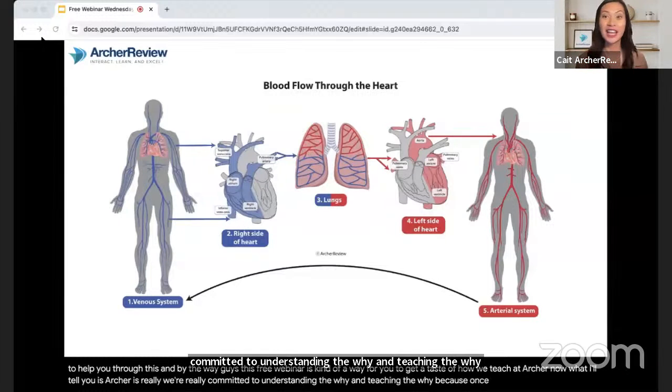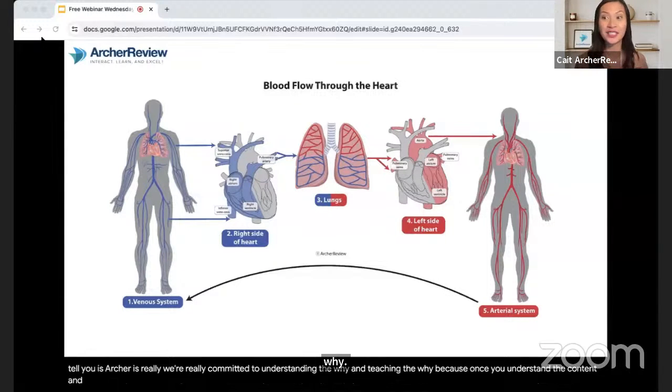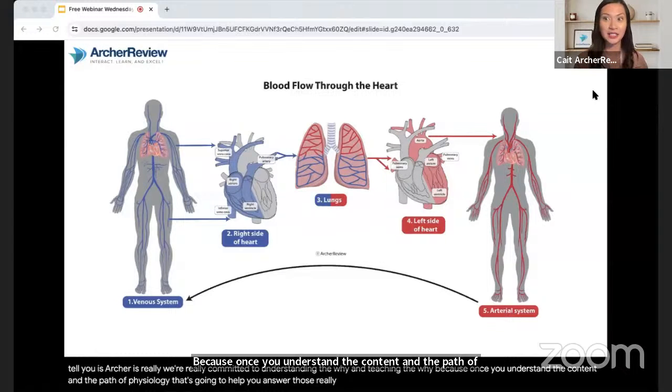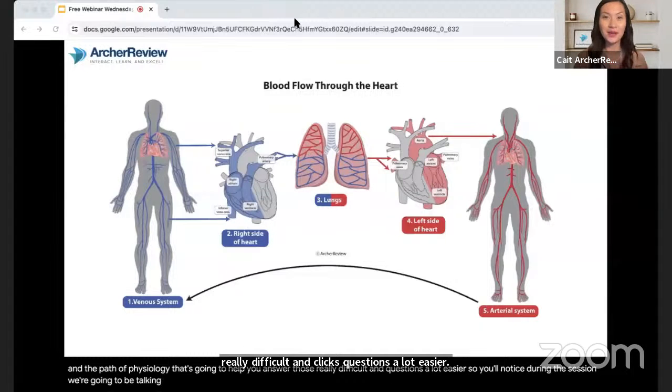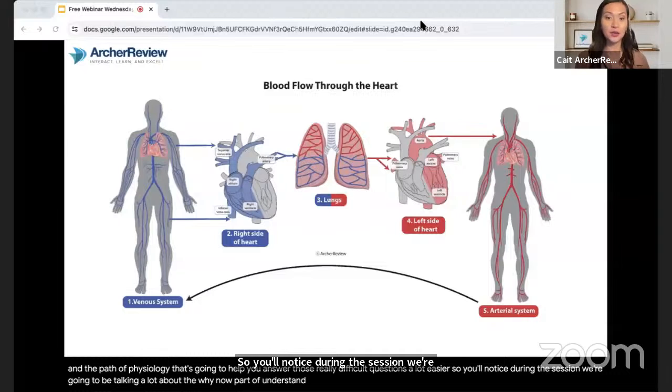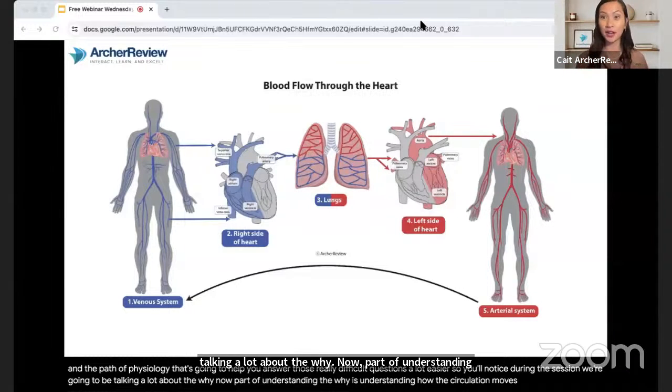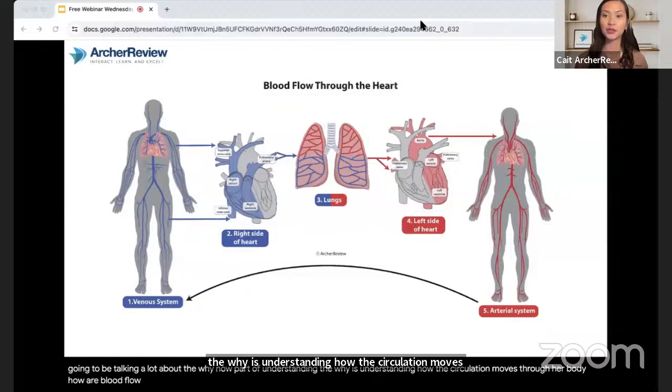because once you understand the content and the pathophysiology, that's going to help you answer those really difficult NCLEX questions a lot easier. So you'll notice during the session, we're going to be talking a lot about the why. Now, part of understanding the why is understanding how the circulation moves through our body, how our blood flow moves through our body.